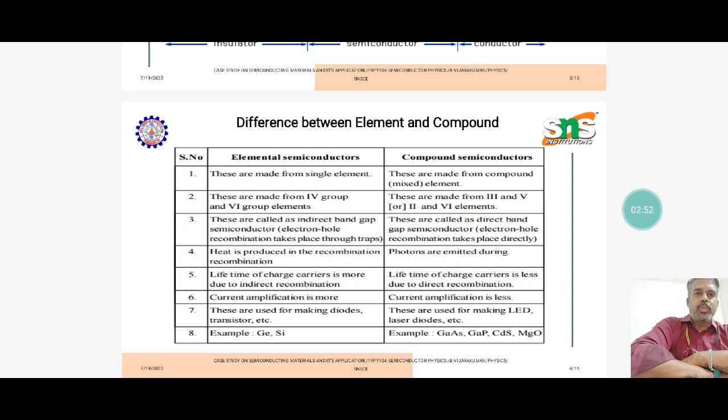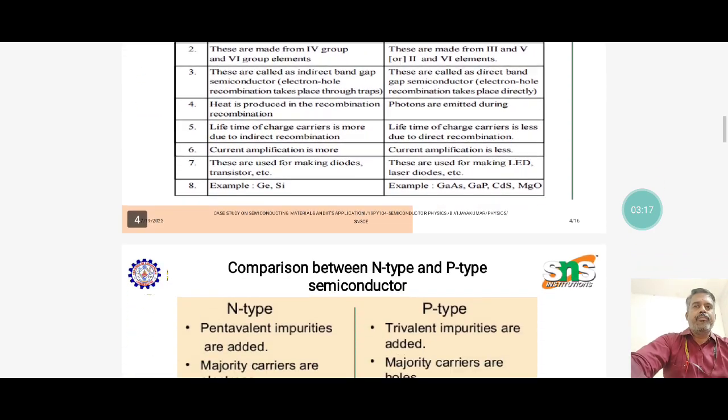In indirect band gap semiconductors, heat is produced in the recombination, but here in direct band gap semiconductors, photons are emitted during recombination. The lifetime of the charge carrier is more due to indirect recombination, and the lifetime of the charge carrier is less due to direct recombination. So this is all the property of elemental and compound semiconductors.